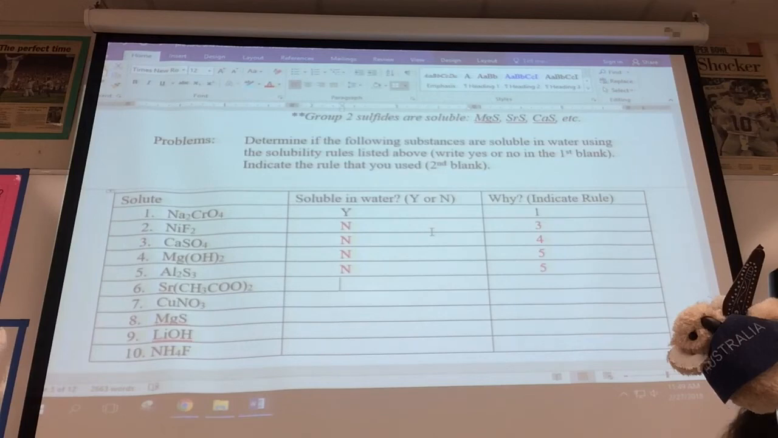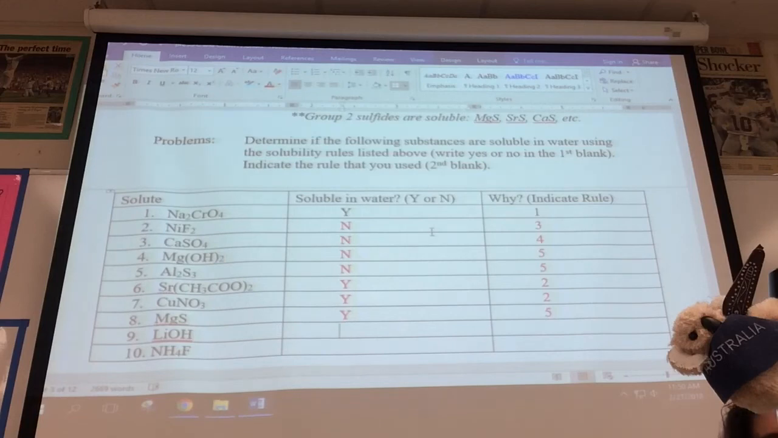Strontium acetate would be yes, and that is because of rule 2 is correct. Good. Copper 1 nitrate. All nitrates are water soluble. Magnesium sulfide. Most sulfides are not, except group 1 ammonium and group 2. So this is a yes.